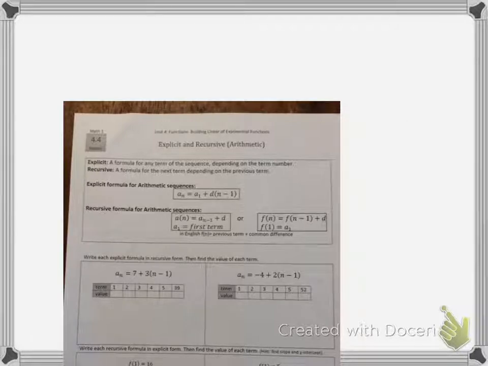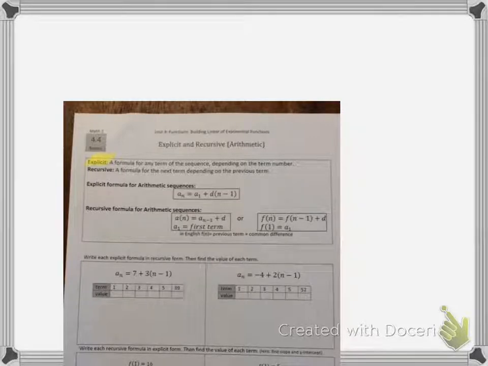So the first thing we're going to talk about is what an explicit formula, or explicit equation, is. It's a formula for any term of the sequence, depending on the term number. So if I wanted to know the 24th term of a sequence, I could plug 24 into a formula and it would tell me the 24th term. If I wanted the 100th term, I could plug in the number 100 into the formula and it would tell me the 100th number of the sequence. So an explicit formula is really useful because it will find any number in the sequence for you.